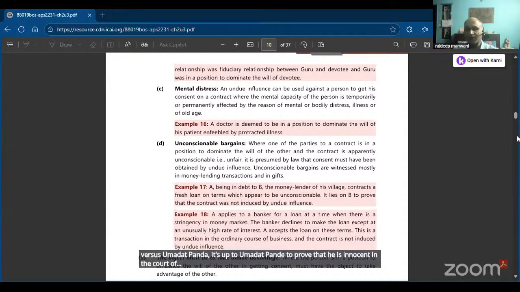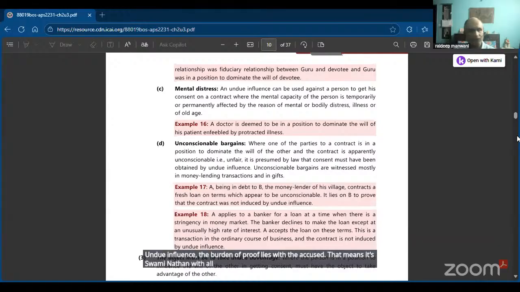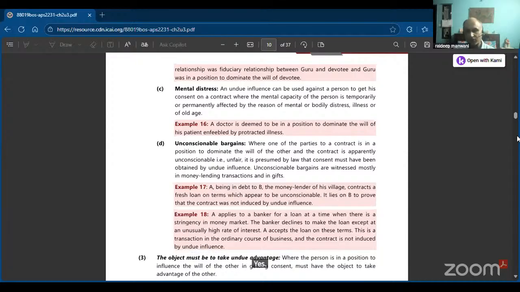The burden of proof in coercion is not with the accused, it's with the complainant. But in the case of undue influence, the burden of proof lies with the accused. That means it's Swaminathan with all those people. Understood or no? Yes, sir. Okay, go ahead. Next, quickly.